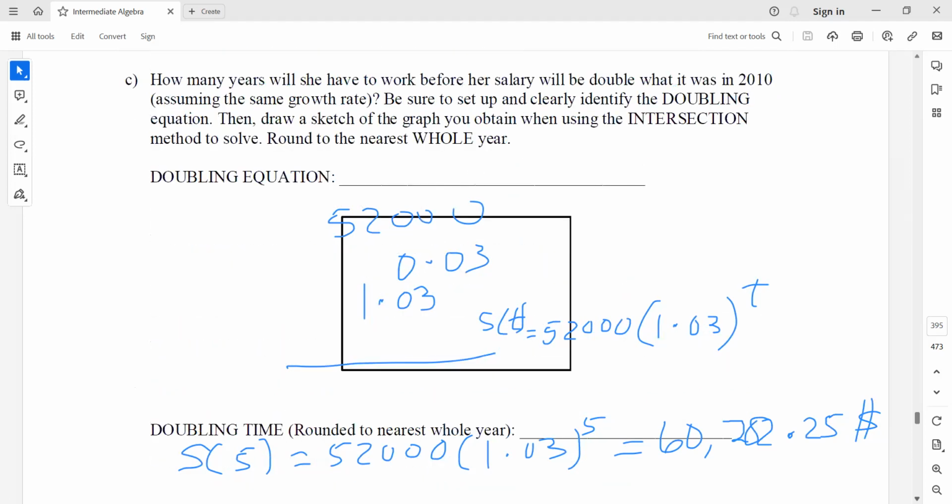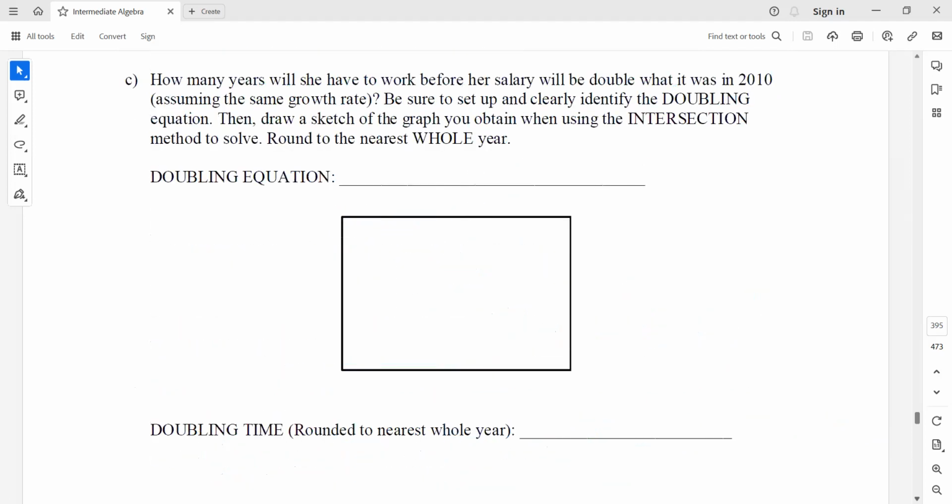C. How many years will she have to work before her salary doubles? Okay. So in 2010, the salary was 52,000. If you're looking at a doubling, you are multiplying by 2, or you're adding another one, which gives you 104,000.